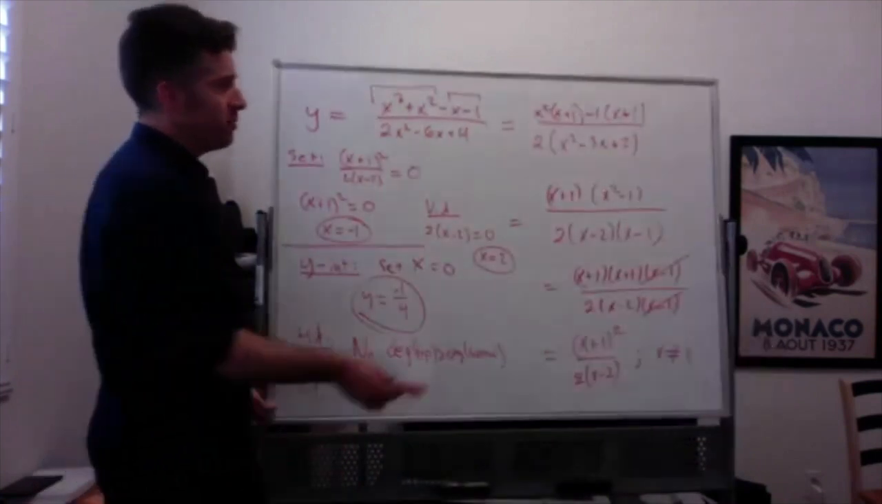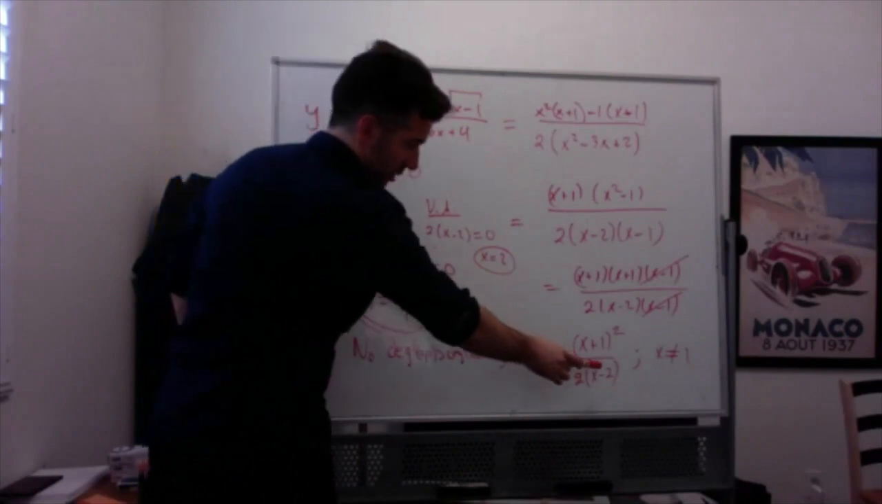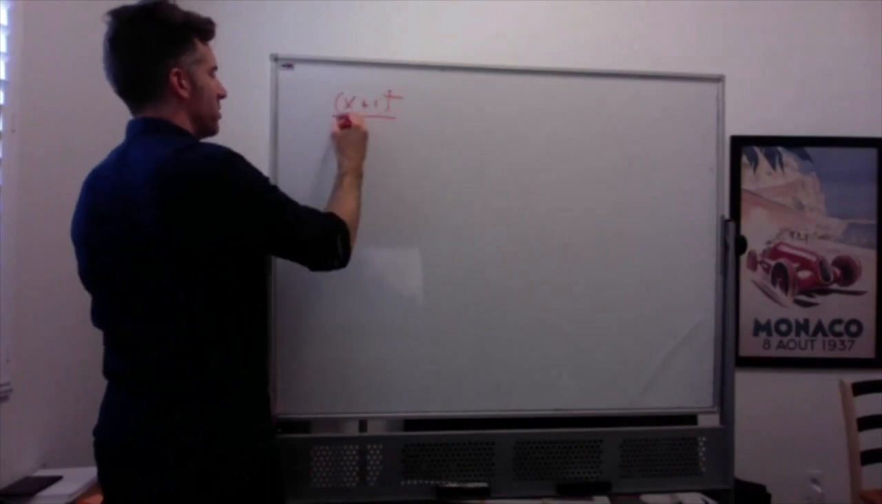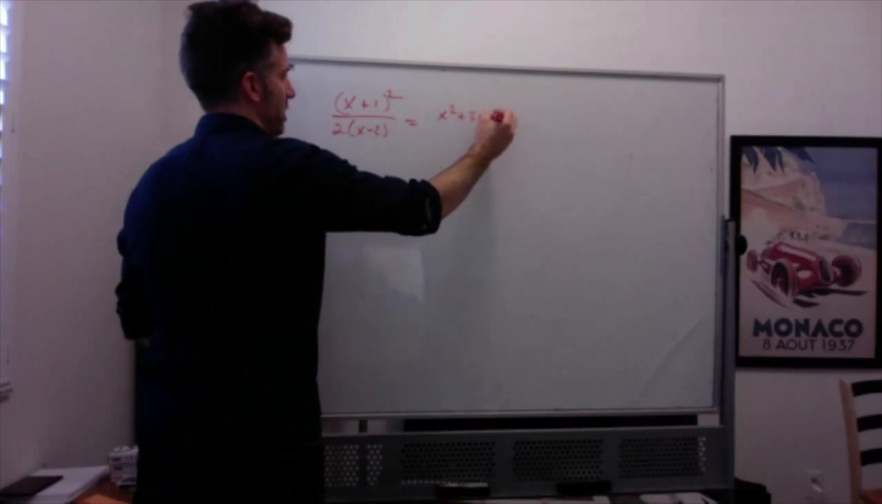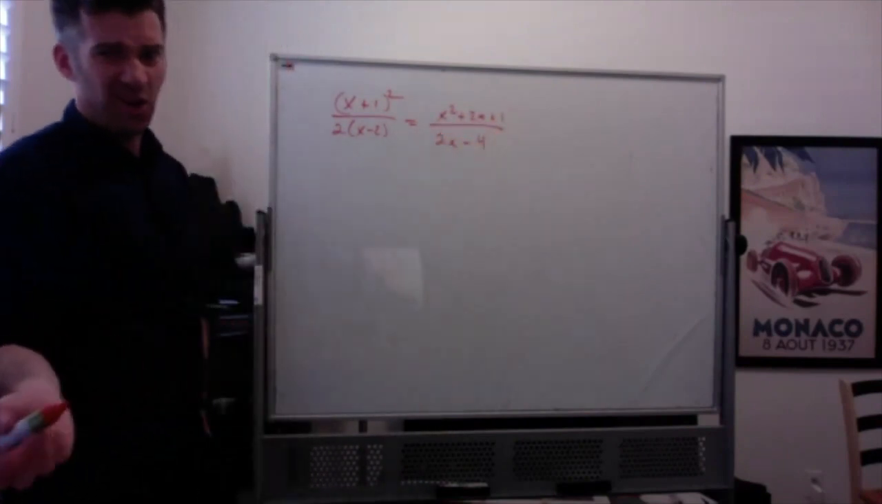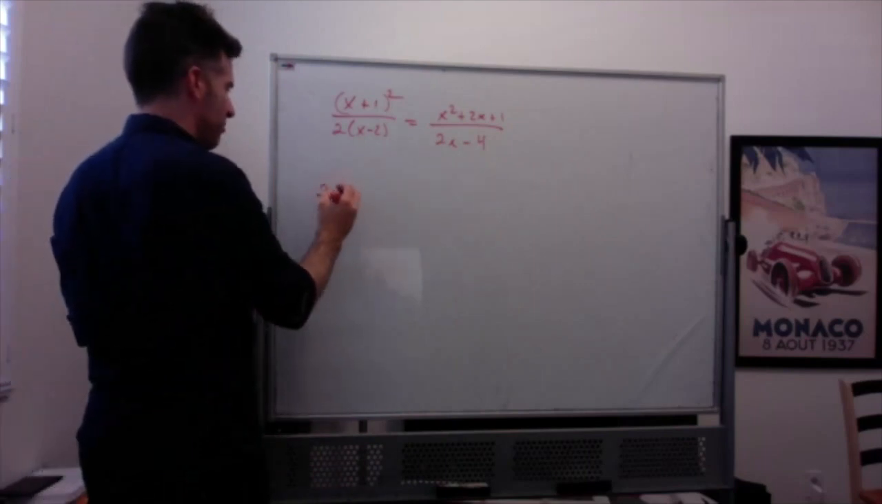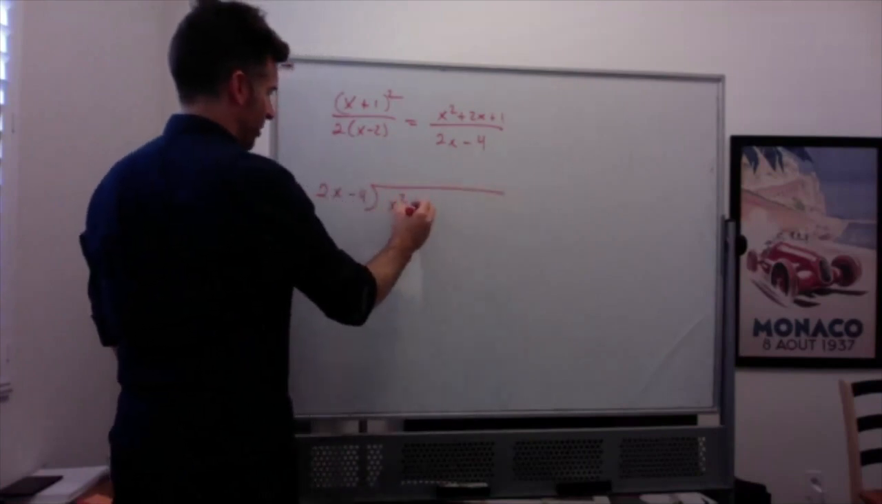So instead of doing polynomial division with this, we're going to do polynomial division with that. So I've got x plus 1 squared over 2 times x minus 2, or x squared plus 2x plus 1 over 2x minus 4. And this is going to kind of hurt. Maybe there's a better way to do this. I don't know if there is. I'm just going to do the polynomial division.